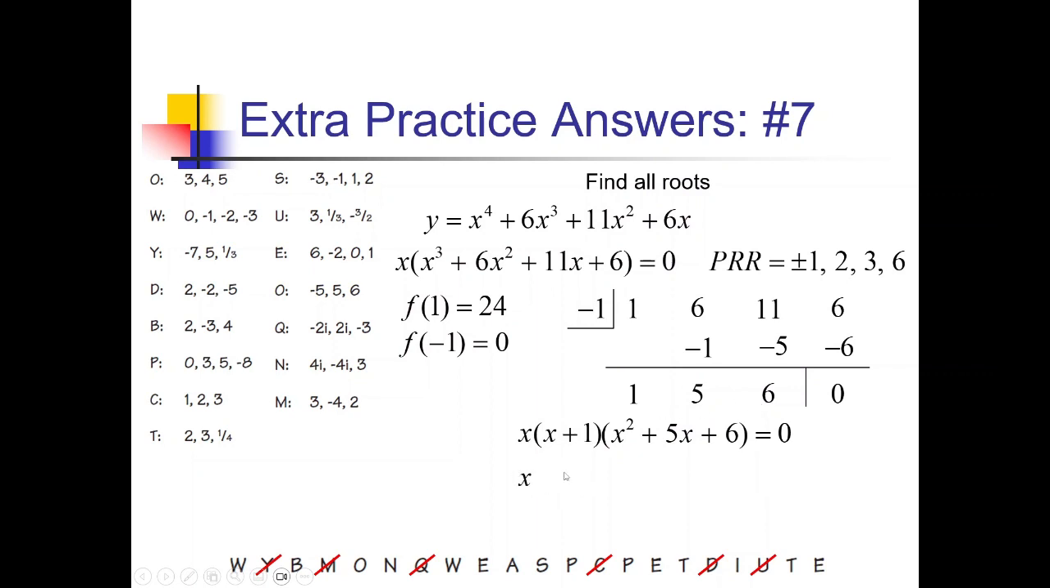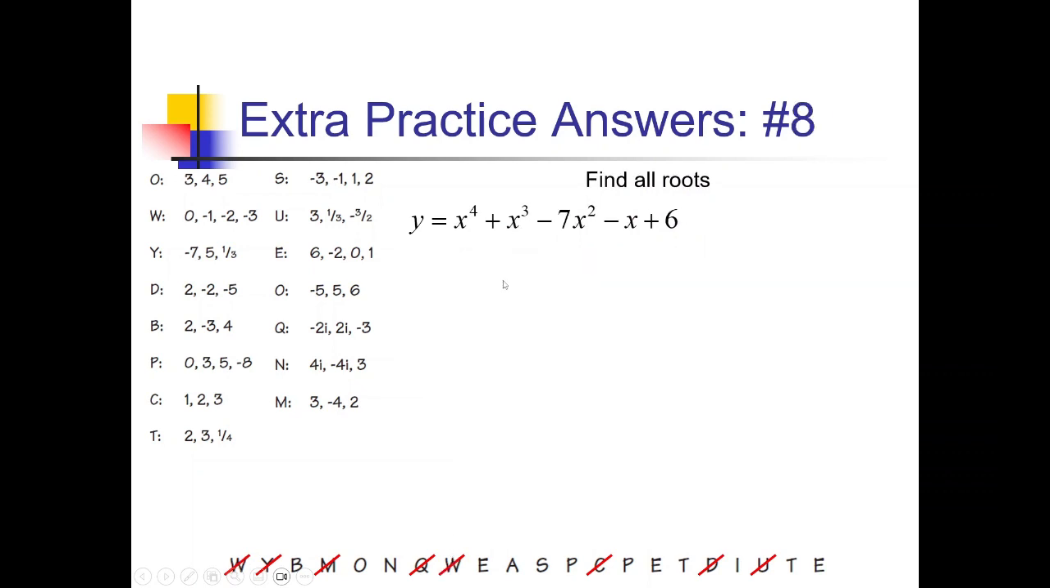Let's keep factoring. We got x, x plus 1, and now I need things that multiply to 6 and add up to 5. That would be 2 and 3. So x plus 2, x plus 3. Zeroing out all of these, starting on the left, we've got x equals 0, negative 1, negative 2, and negative 3. And those 4 answers are where? Right here, w. So let's cross off this w. But wait, there's another w over here, so we actually get to cross off 2 for the price of 1.